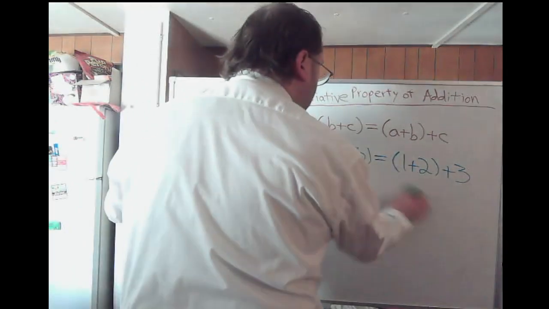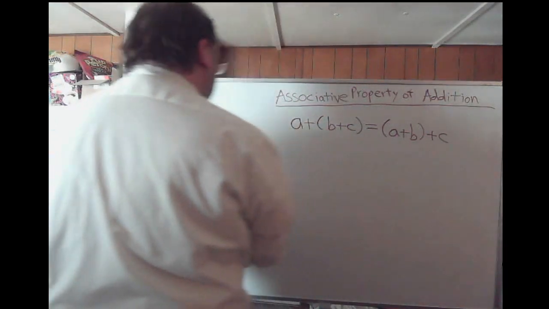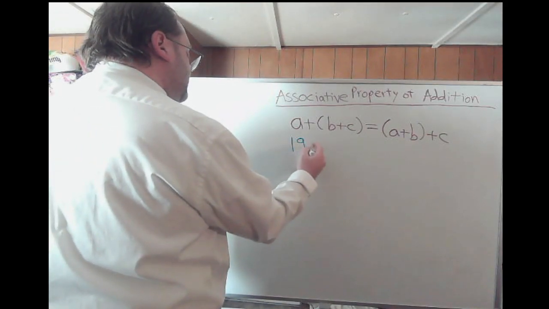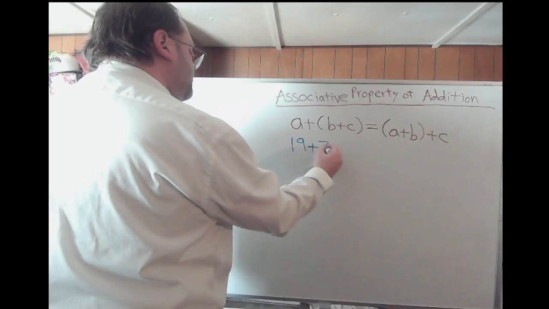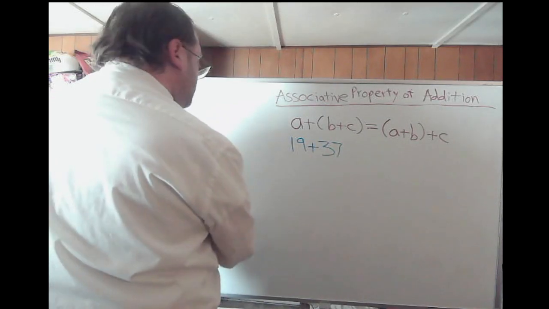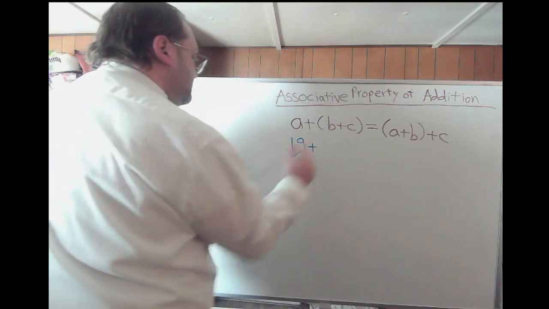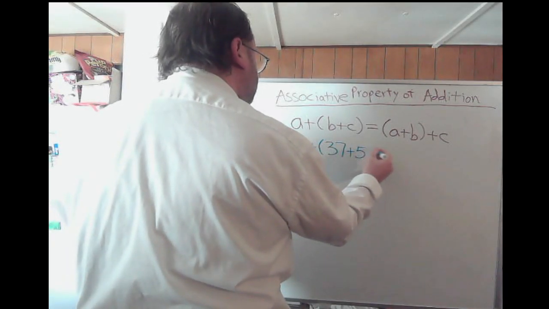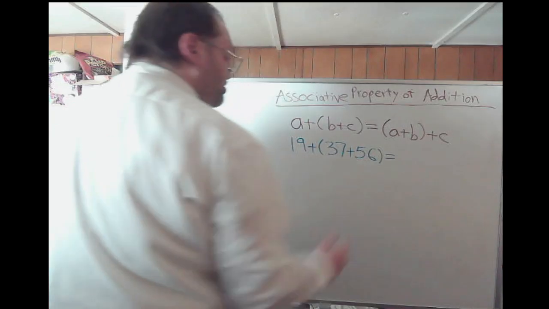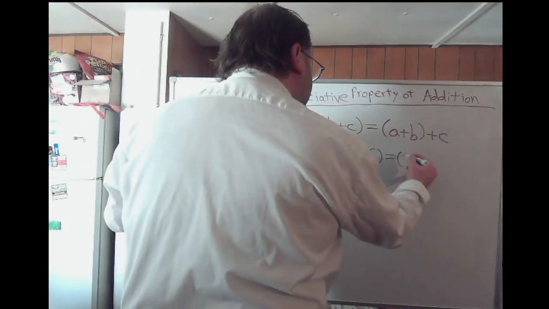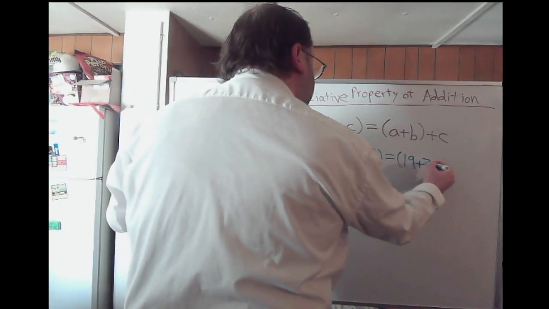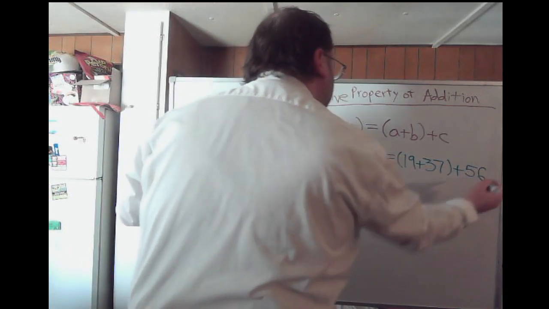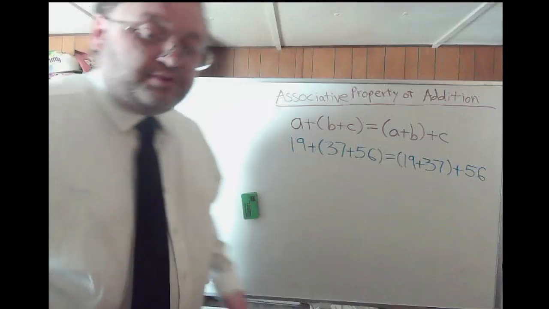Let's do another one like it here. Let's say we have 19 plus 37. Let's do this. 19 plus, in parentheses, 37 plus 56. Well, that should be equal to, in parentheses, 19 plus 37 plus outside the parentheses 56. Those should be equal.